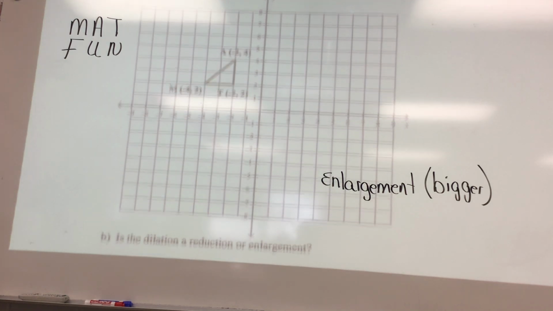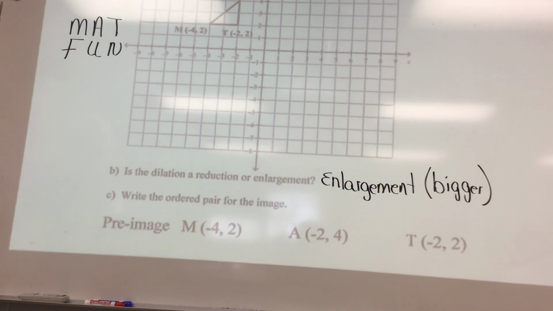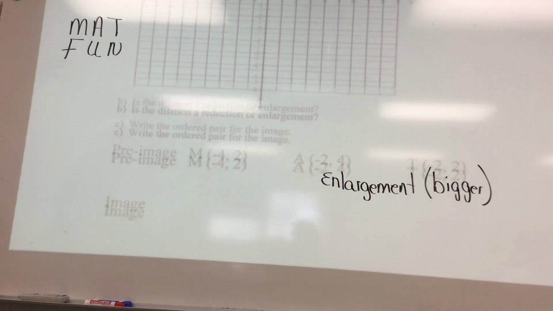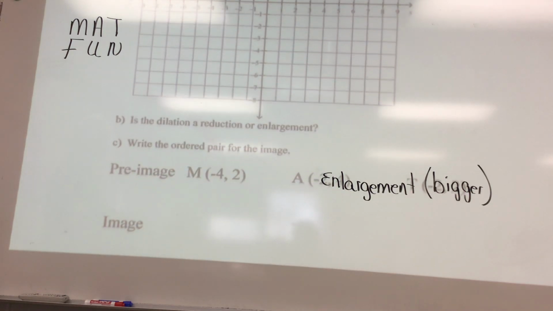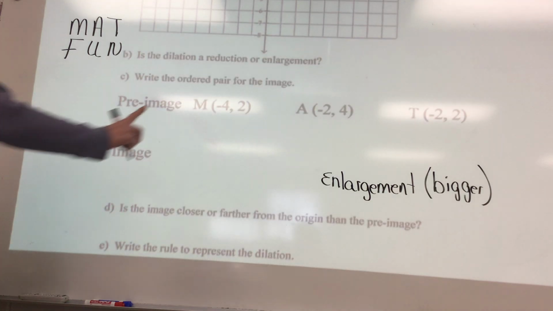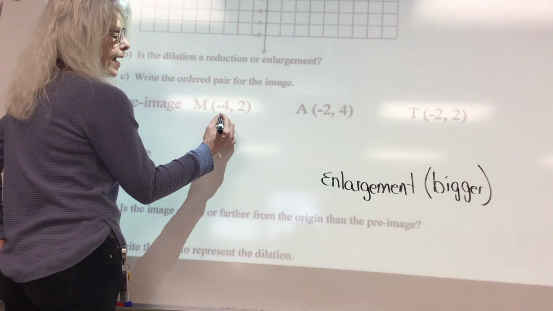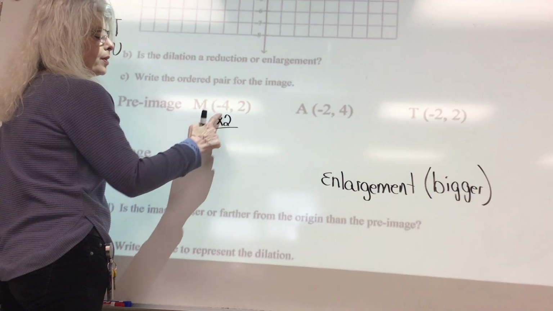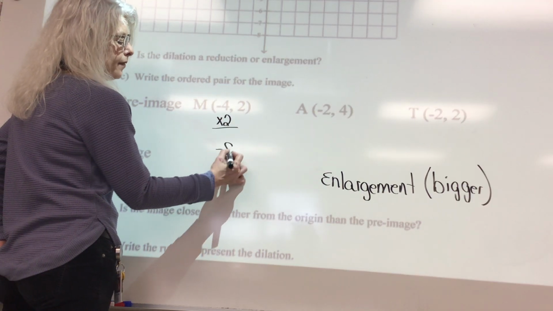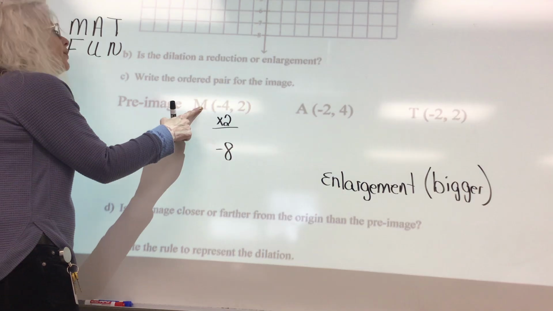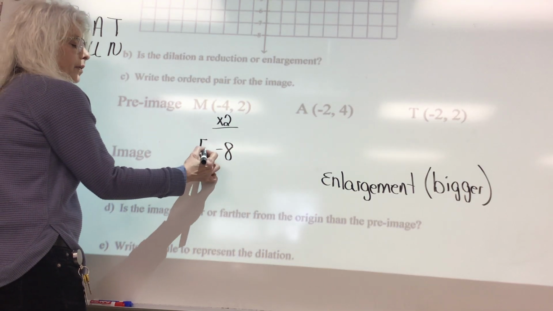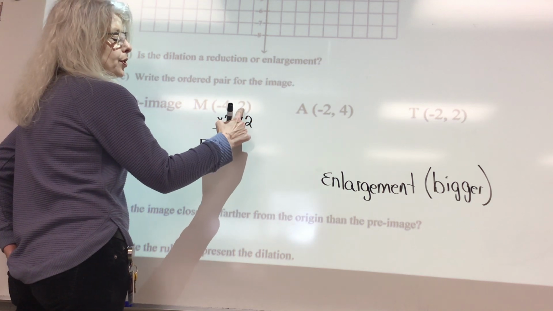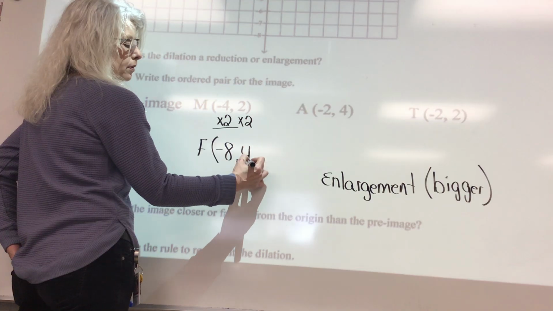Okay, so part A was draw the image. The way that we're going to dilate this, we're going to do part C first. We're going to take and multiply the x by 2. Negative 4 times 2 is negative 8. What's the image of M going to be called, first of all? F. Take the x number and multiply that by the scale factor. 2 times 2 is 4.